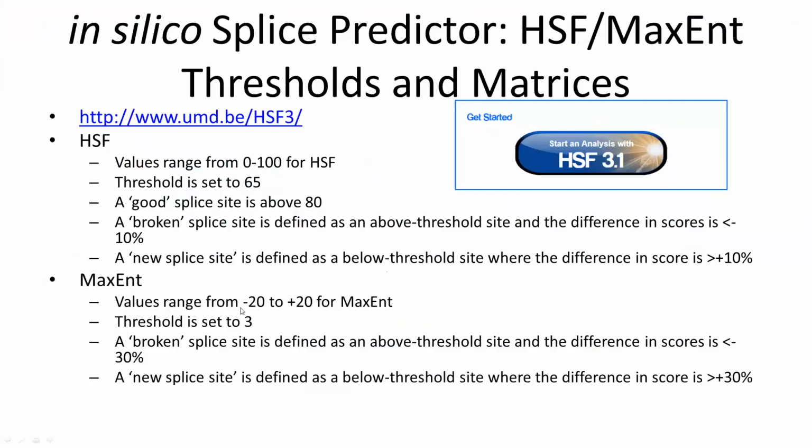So for MaxEnt, the scores run from minus 20 to plus 20. Plus 20 is the best. I've never seen plus 20 or anything even really close to that, so I think that's kind of unusual. The threshold is set to 3, so anything scoring outside of that is not considered a splice site. A broken splice site is the same as I just described, but it's a 30% difference, and the same for cryptic. It's positive for 30%.